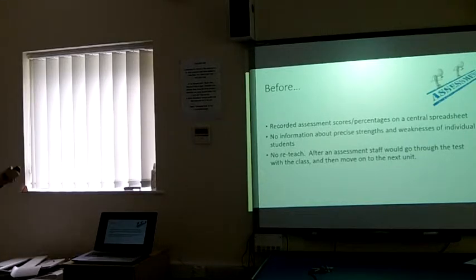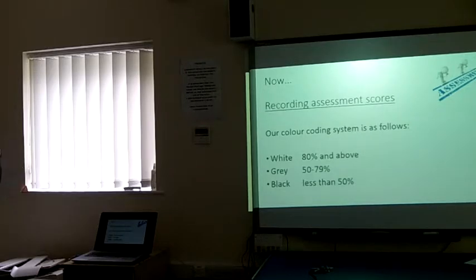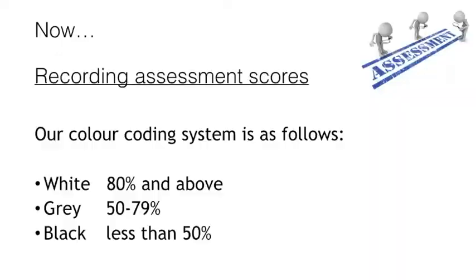With all of the work that we did on data-driven instruction, we did lots of reading, and we wanted to do a number of things differently. So this is the before. So I'm going to talk a bit about our question level analysis spreadsheets, and before I put them all up on the screen, I thought I should just tell you that if you see a square that's white, it means the child's got 80% or above for that question. Grey 50 to 79 and black less than 50.